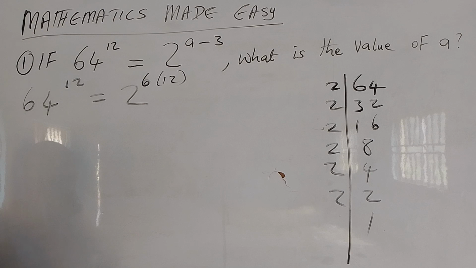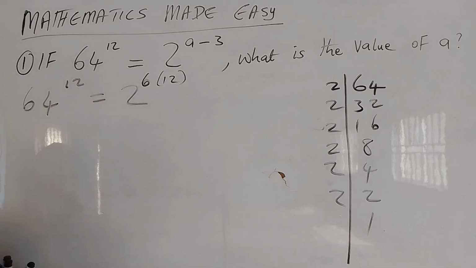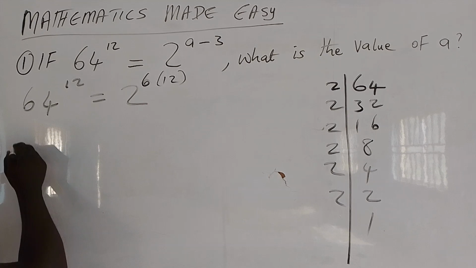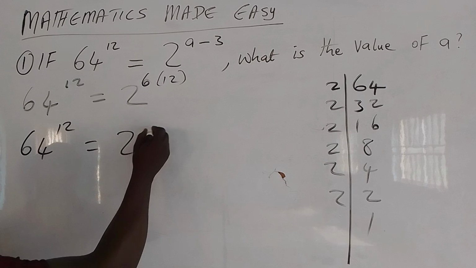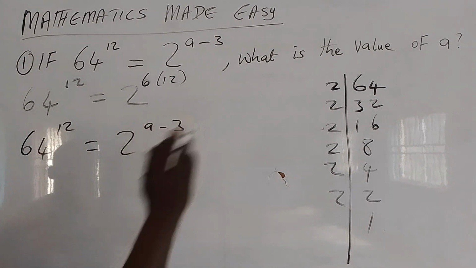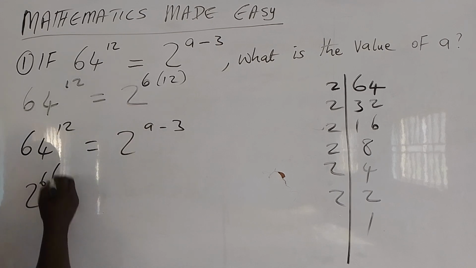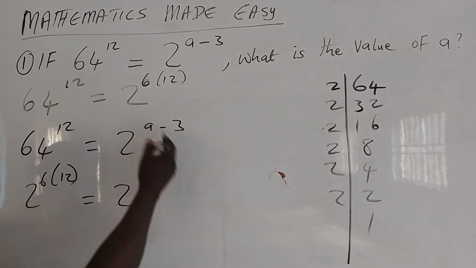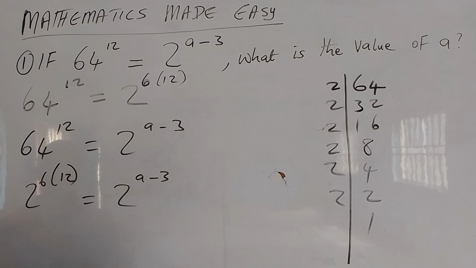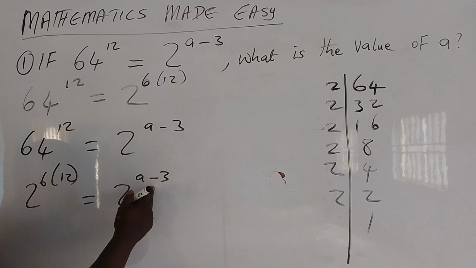So in this case now, what do you do? What you do now is you continue. Since we have found how many 2 is in 64, we have to say that 64 raised to the power 12 being equal to 2 raised to the power a minus 3 is the same thing as 2 raised to the power 6 into 12 is equal to 2 raised to the power a minus 3. Which means if this is equal to this, the powers are also equal.